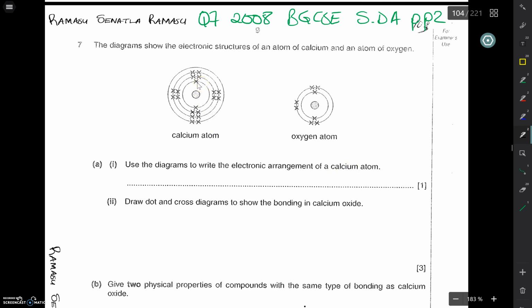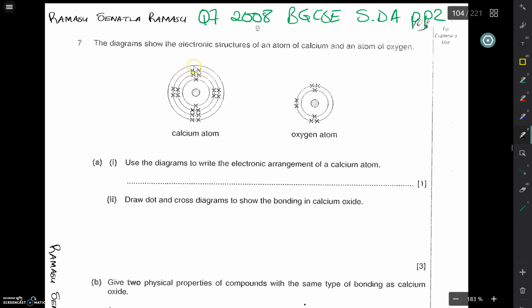Well, a calcium atom has the first shell, second, third, and fourth. So the calcium atom has 4 shells, and the first shell has 2 electrons. Let's put a 2 there. The second shell has 2, 4, 6, 8 electrons. The third one also has 8 electrons, and the last one has 2 electrons. So that's 2, 8, 8, 2.